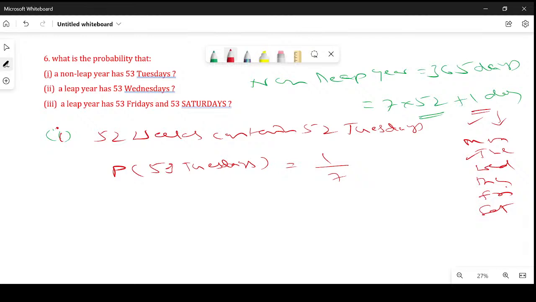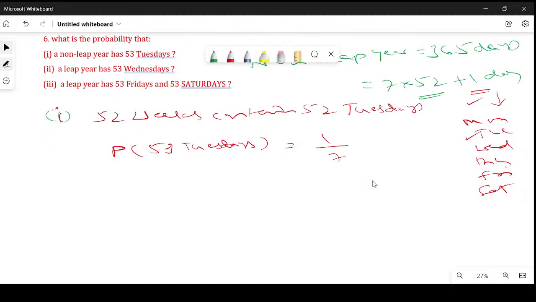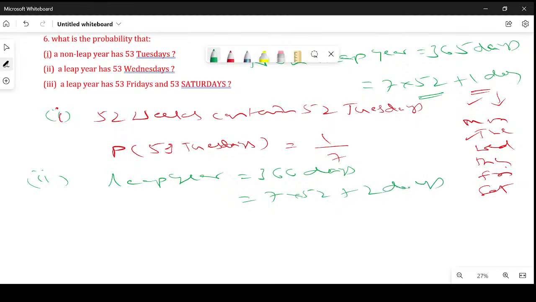Coming to a leap year. See the next one, they are talking about a leap year. When we take a leap year, it will be 366 days. How many weeks? 7 into 52 plus 2 days. Correct, 7 into 52 plus 2 days. So 52 weeks will be there. Again, they are talking about a leap year having 53 Wednesdays.